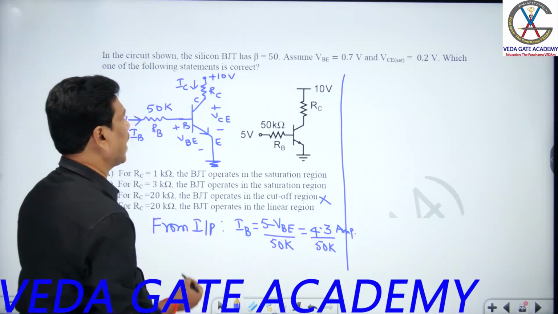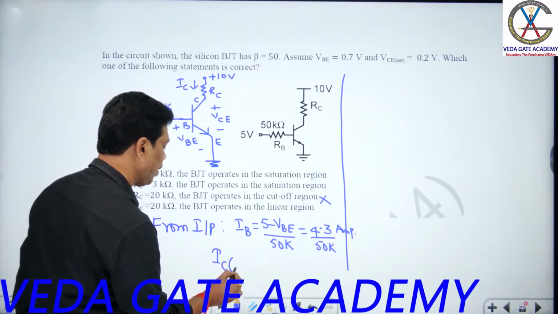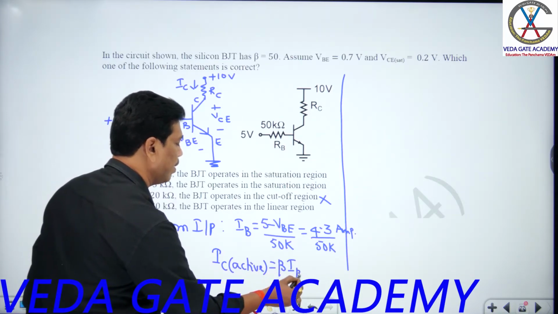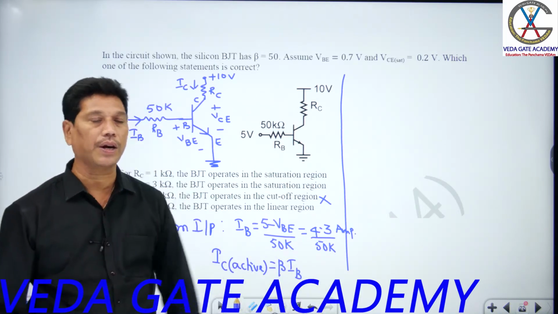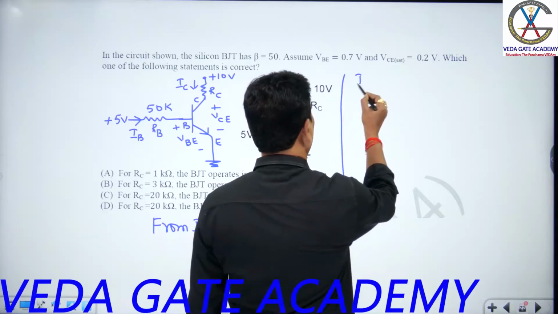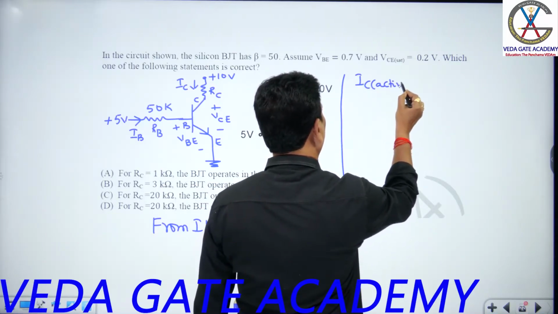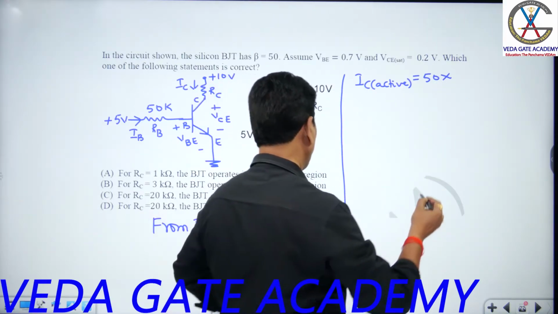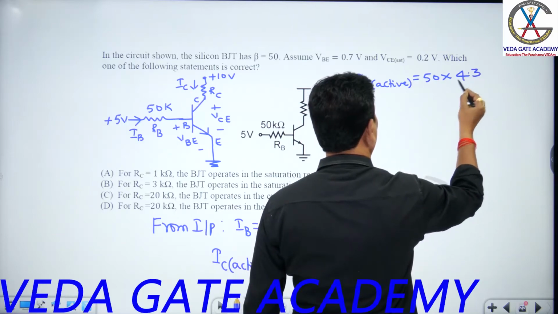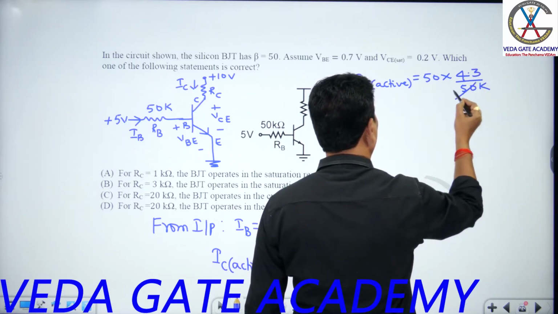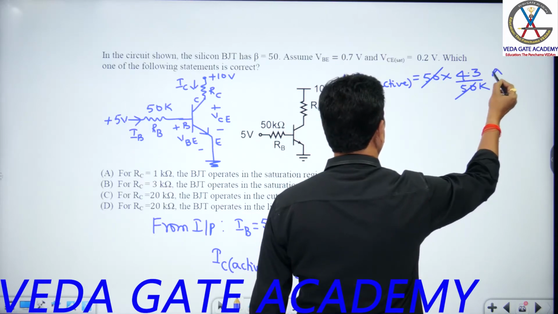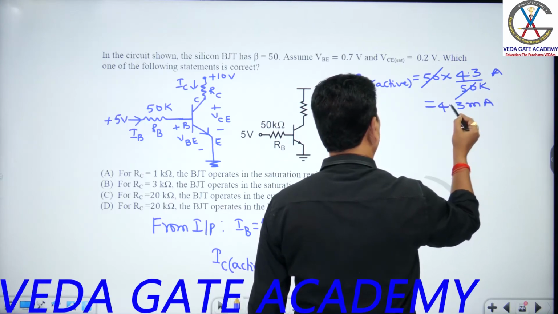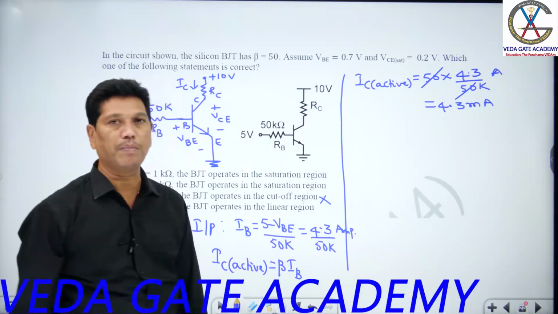Now I can go for IC active, students. IC active equals beta times IB. Beta equals 50. So 50 times 4.3 by 50K. The 50 cancels, students, and K taken to the numerator becomes milliampere. So it becomes 4.3 milliampere. This is the IC active we found from the input bias, students.